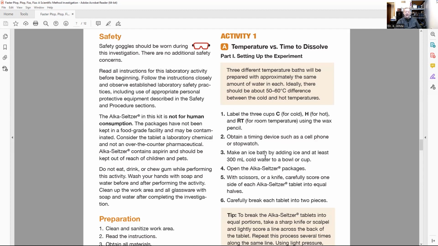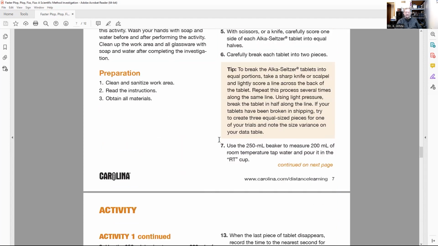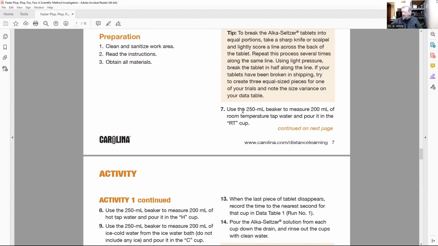Now, put the ice in with the water, and then next thing, you'll open up the Alka-Seltzer packages with a scissors or knife, carefully score it and break them in half. And here's a tip how to do that. Now, you take the 250 milliliter beaker and measure 200 milliliters of tap water and pour it into the beaker labeled room temperature.